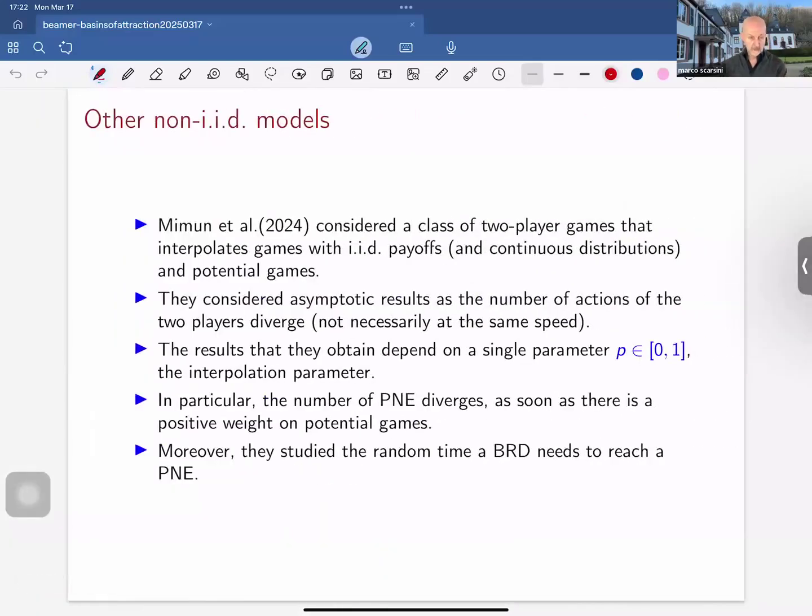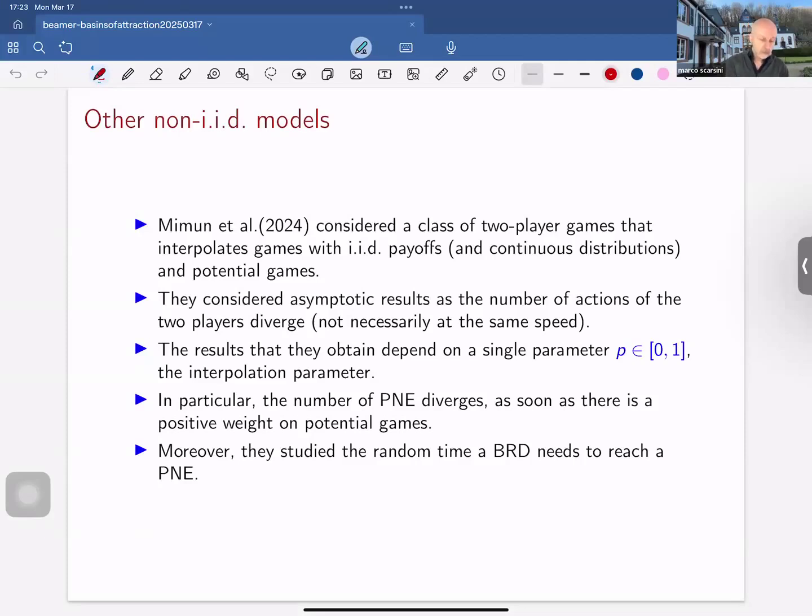In another paper with 2 of my co-authors here, we consider a class of games that interpolates between games with payoffs that are IID, with continuous distributions, and potential games. So we have a parameter that governs this interpolation. If P is closer to 1, you're close to a potential game. If P is closer to 0, you're close to a game with IID payoffs. And again, we look at the number of pure equilibria as a function of P, but we also look at the behavior of best response dynamic to see whether best response dynamic does or does not reach a Nash equilibrium.